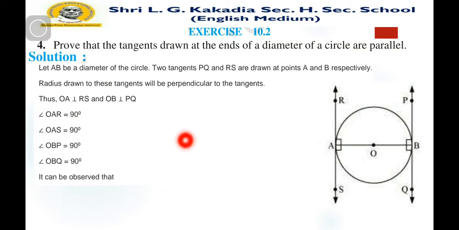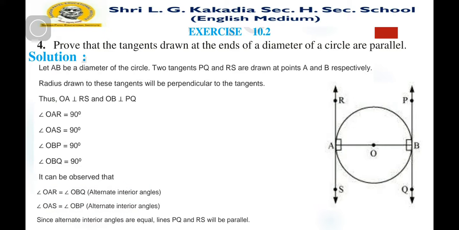So we can easily get angle OAR is 90, OAS is 90, OBP is 90, OBQ is 90. Because from theorem number 10.1, these two tangents are perpendicular to the given radius. So it can be observed that angle OAR is equal to angle OBQ, or OAS is equal to OBP.